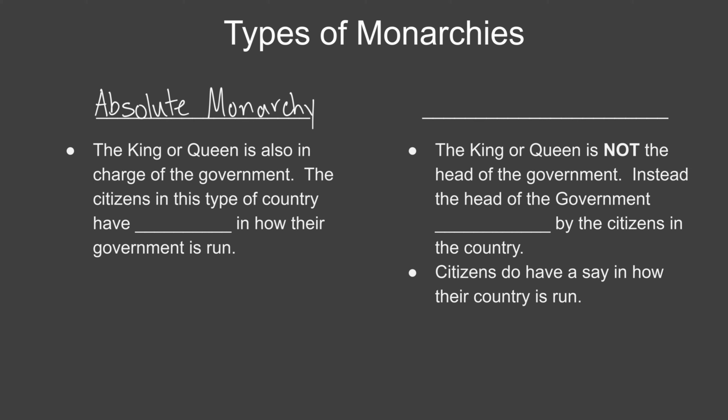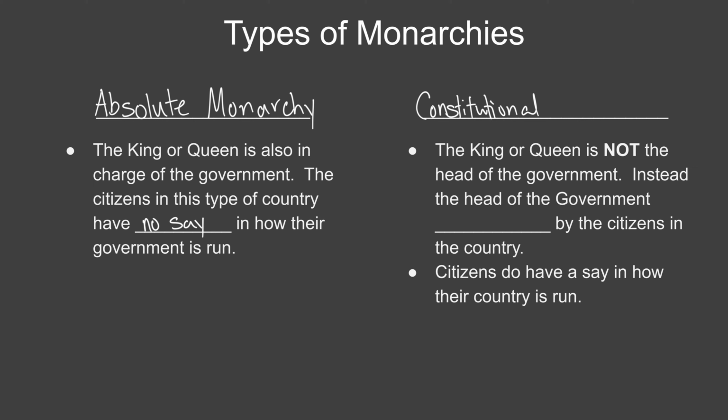And because that king or queen has complete power, the citizens in this type of country have no say. They don't get to decide how their government is run. So the citizens in an absolute monarchy have very little power, which means the king or queen have complete control over their citizens. The second type, which is much more common, is a constitutional monarchy.